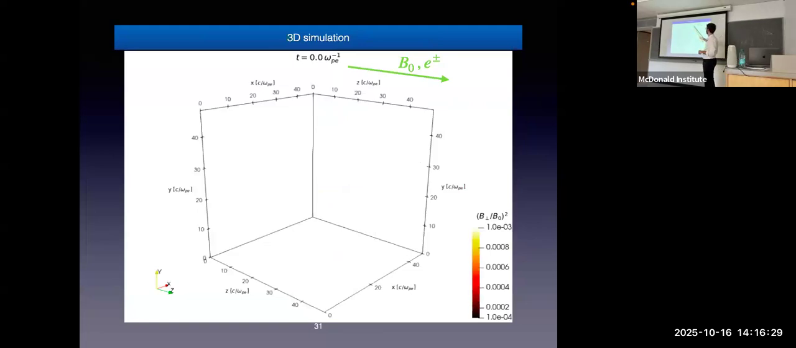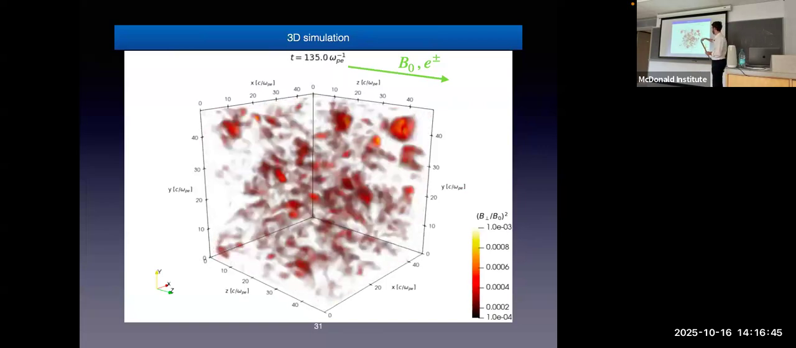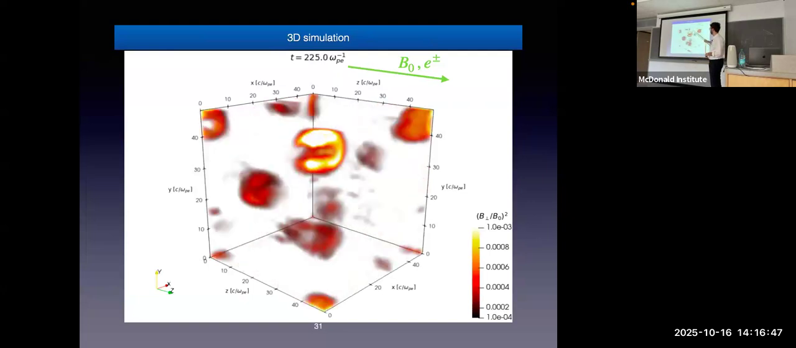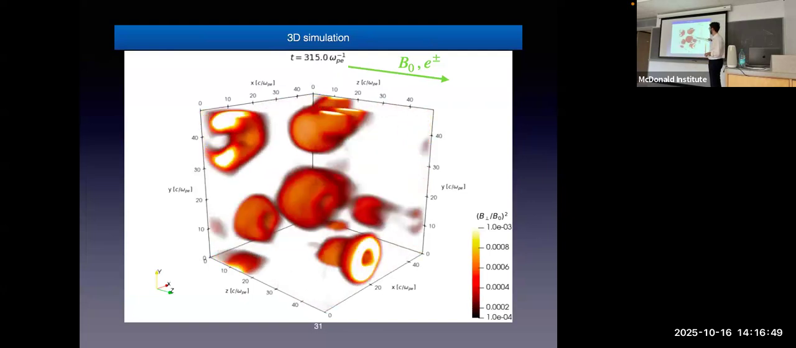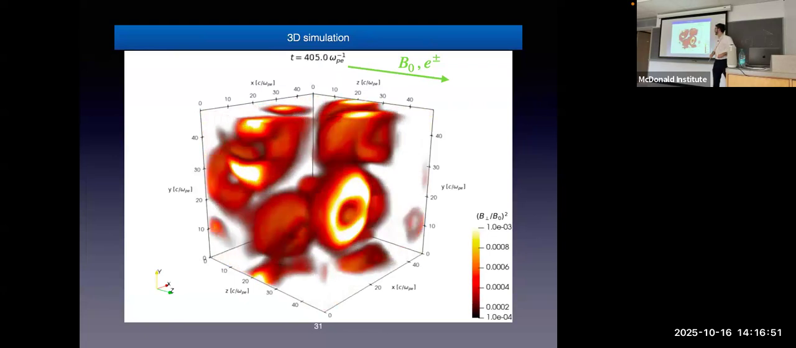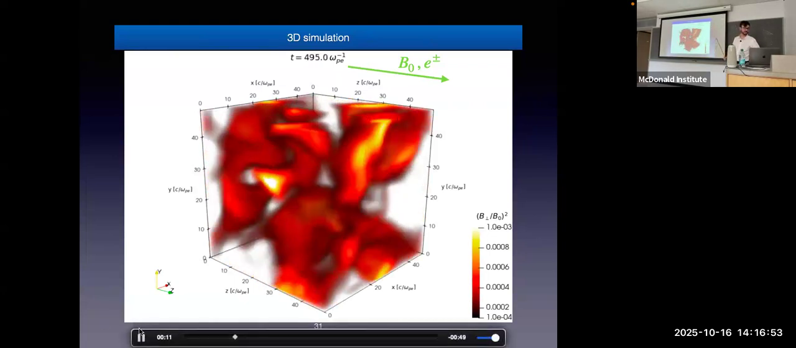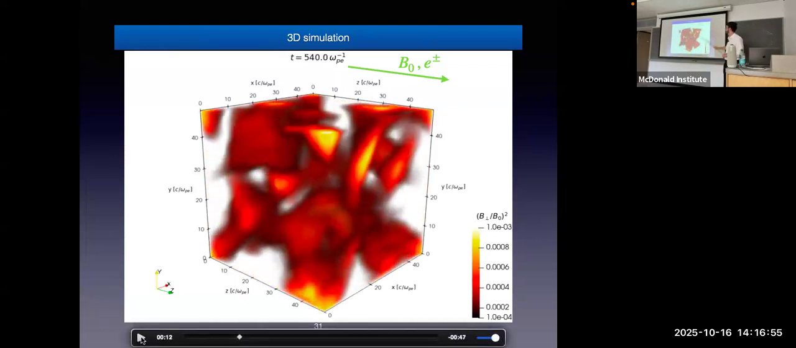In this case, I have particles propagating along the z direction. The initial magnetic field is along z, together with electrons and positrons. And now you will see exactly the same thing that I showed you before in 2D, but in 3D. You have a little bit of mess at the beginning, which is the Weibel instability. And then you start seeing these cavities that look like donuts. And if you wait long enough, you get all this mess going on.